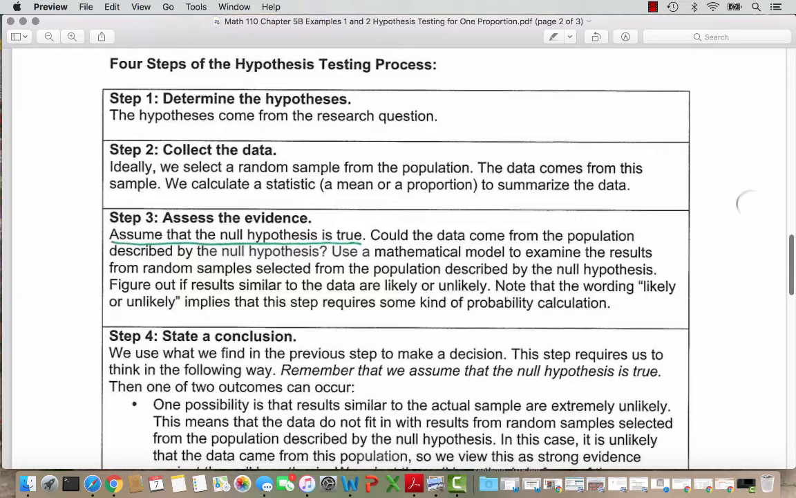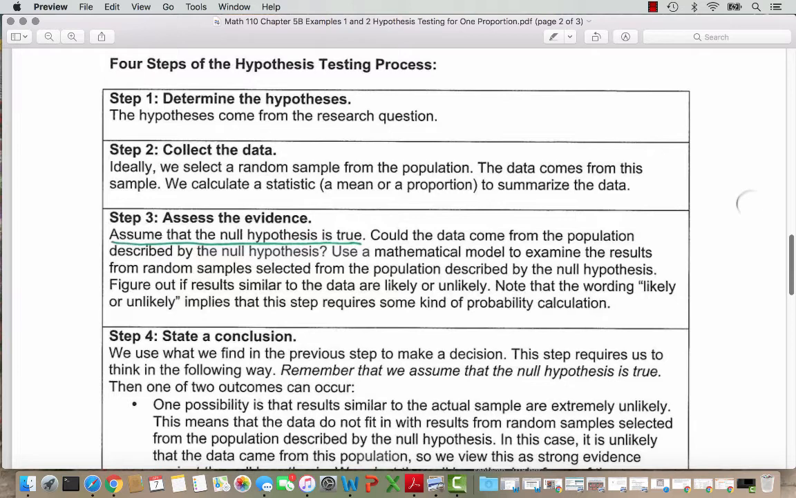So we start by making a claim about the population, and then we go get some data. That sample data is going to be a sample proportion or a sample mean, because we know we can't get a sample of the whole population, so we take a random sample of the smaller subset from the population.